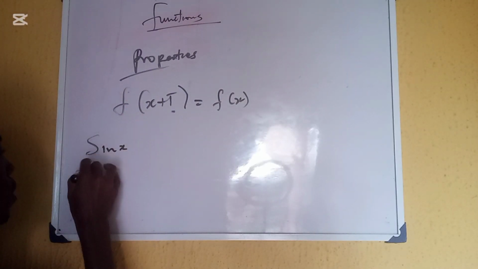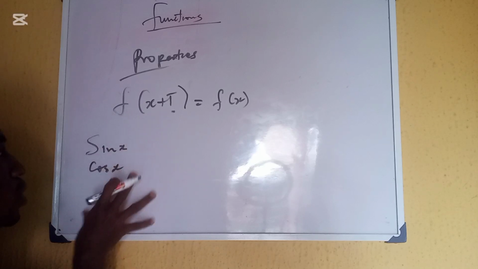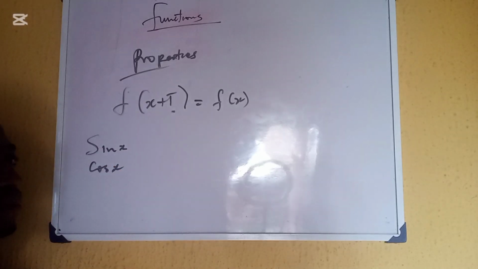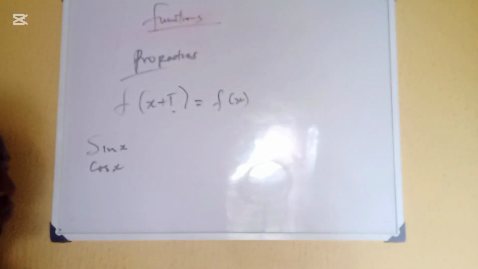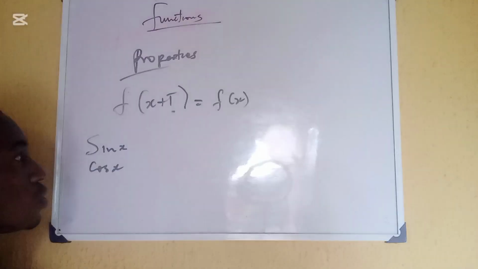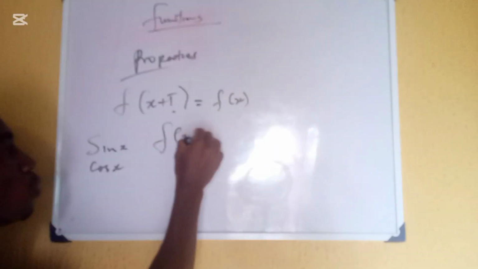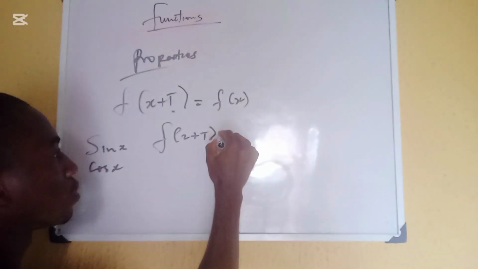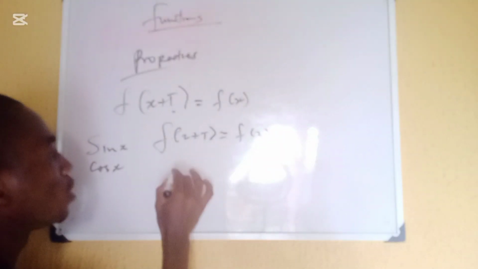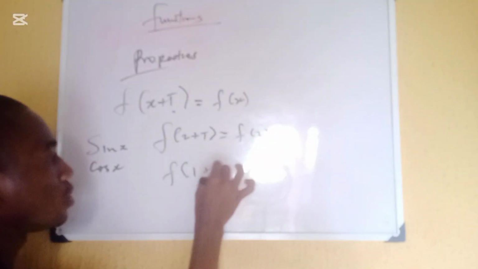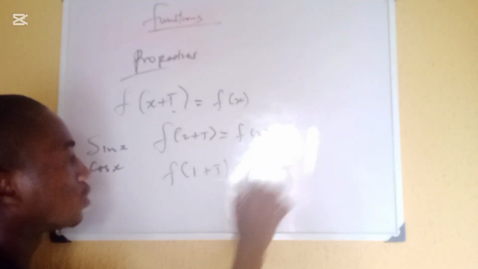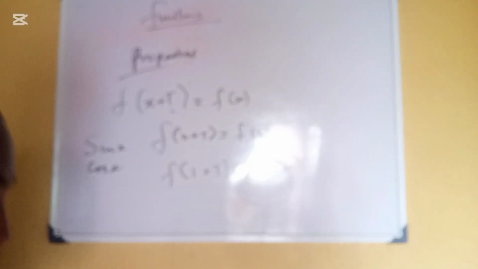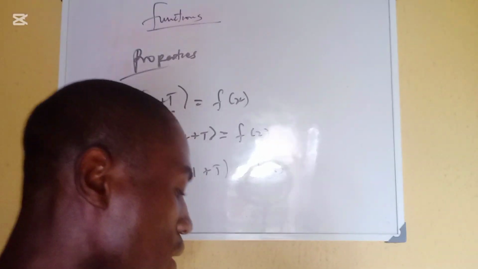Examples include sine x, cos x. These are periodic functions. After a particular interval, you get the same value. So that means f of 2 plus t is equal to f of what? 2. F of 1 plus t is equal to f of what? 1. So that's what periodicity is.